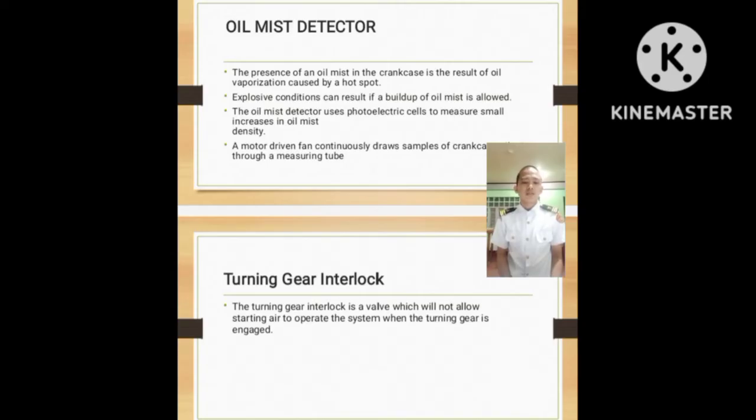So next is the turning gear interlock. The turning gear interlock is a valve which does not allow starting air to operate a system when the turning gear is engaged.